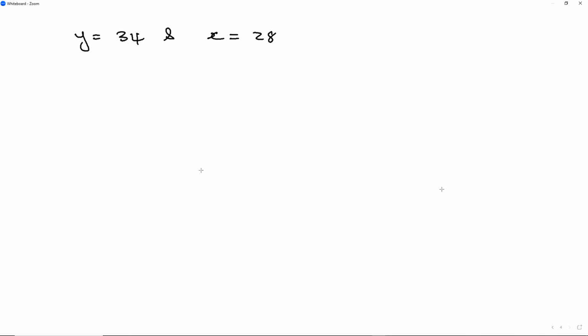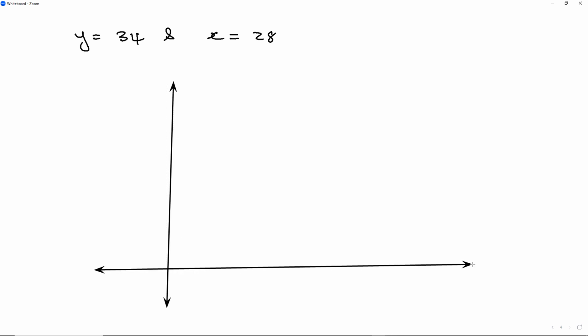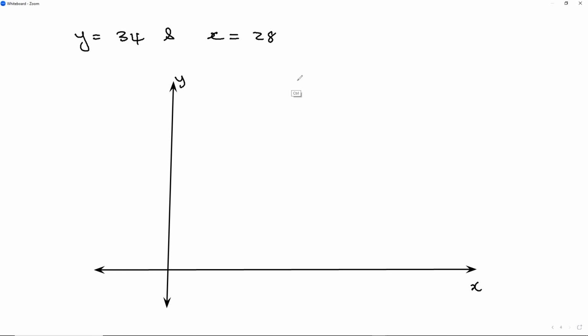I grab my axes, and it looks like they're both in the positive space. I don't need the negative space that much. And just by sketching this, let's label this y, let's label this x. 34 is more than 28. So if I make 28, let's say over here, roughly around the same spot would be 34.